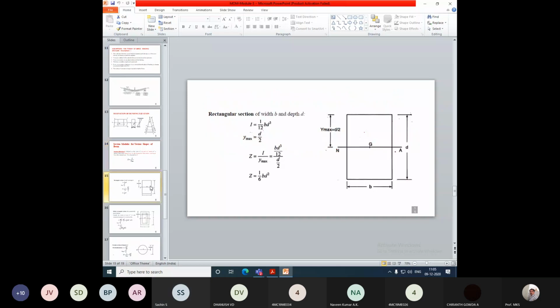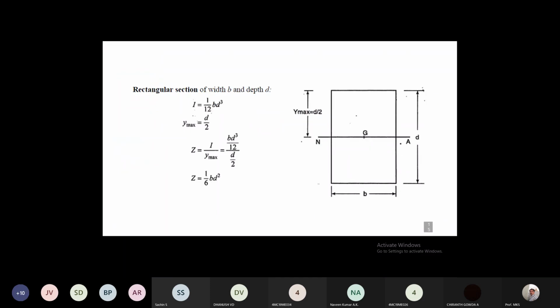So basically, you should note down these equations for a rectangular cross section. This is the rectangular cross section. It has symmetry, so the neutral axis will be exactly at the center. If you take the depth as small d and the width as small b, the neutral axis will be at a distance d by 2.